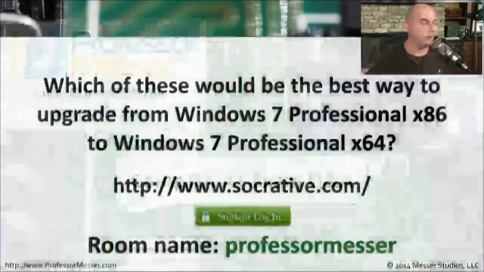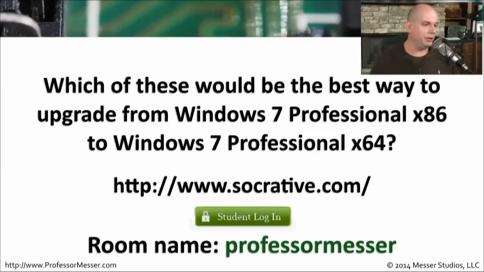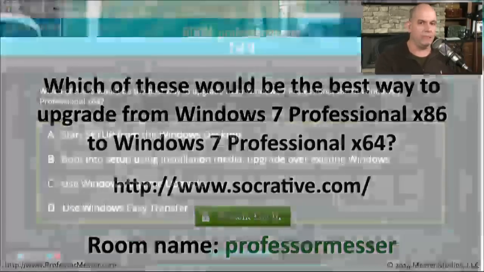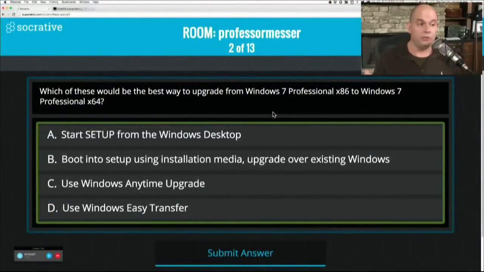And the next question I have for you, or really the first question I really have for you, is which of these would be the best way to upgrade from Windows 7 Professional x86 to Windows 7 Professional x64? And I have a number of options available to you. You could start setup from the Windows directory. You could boot into setup using the installation media and upgrade over the existing Windows. You could use the Windows Anytime Upgrade, or you could use Windows Easy Transfer. Now, all of these can be used in certain situations to upgrade Windows, but which one of these will allow you specifically to go from Windows 7 Professional x86 to Windows 7 Professional x64?